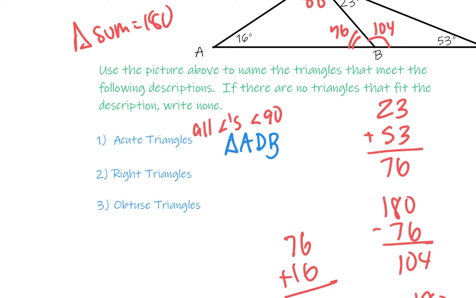Okay, right triangles. I don't see any that are right triangles because even the entire picture itself, I thought maybe I could add these two together to make 90 degrees, but that's too large. So there are none here.